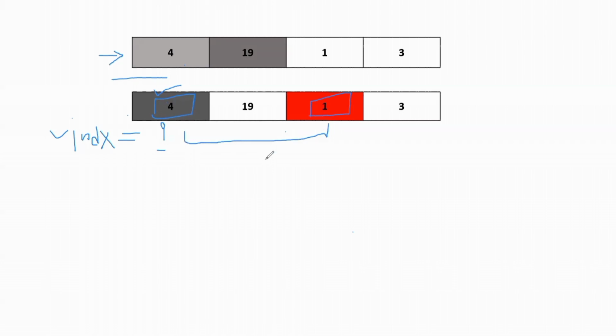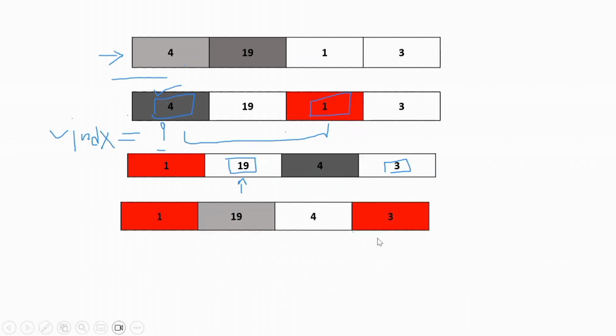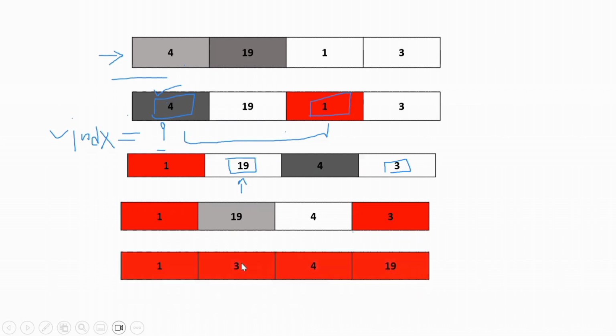After swapping, we will again start searching for the smallest element in the array. How will we start searching? After this swap, we will start searching from here, from 19. In the second iteration, we will look for the smallest element in the array. When we find the smallest element, which is 3, we will swap 3 with 19. This is how the selection sort algorithm works. After we swap 3 with 19, the array is sorted.